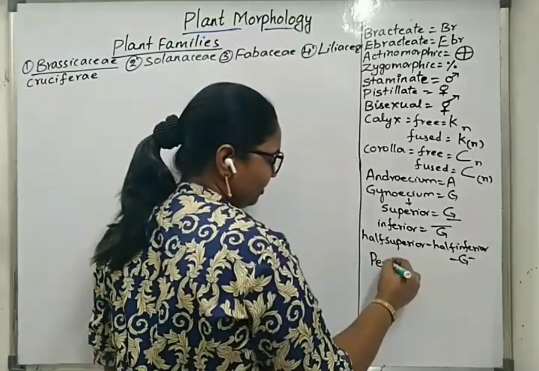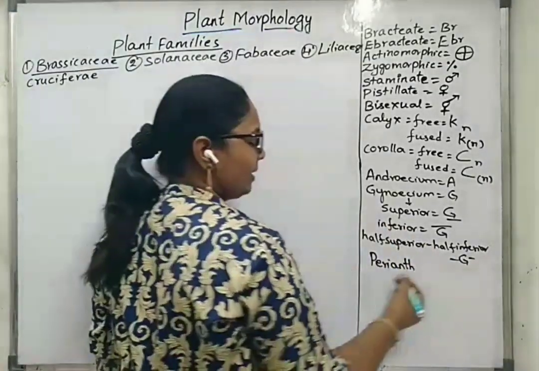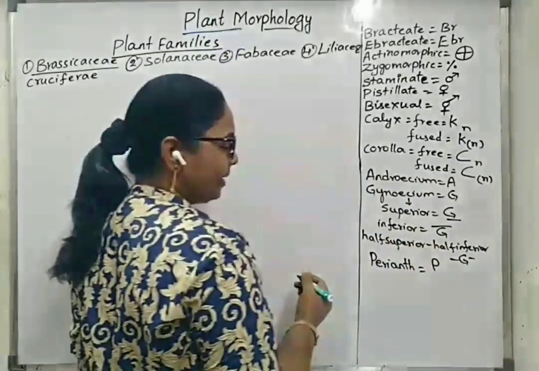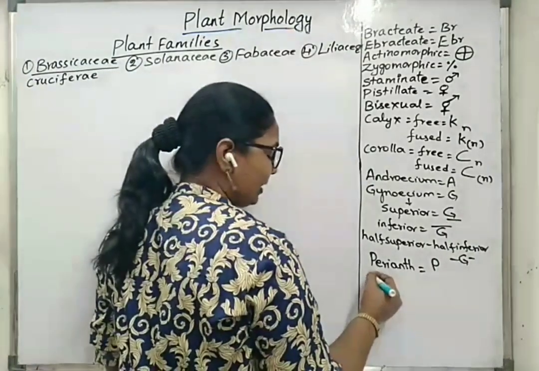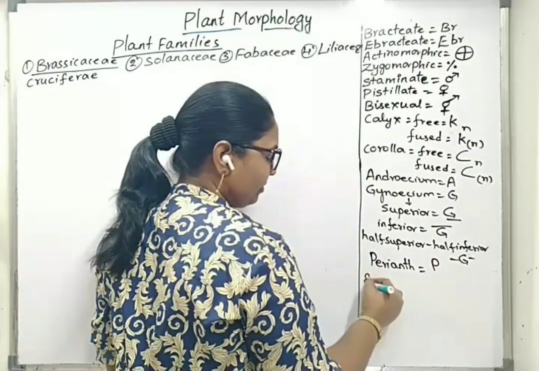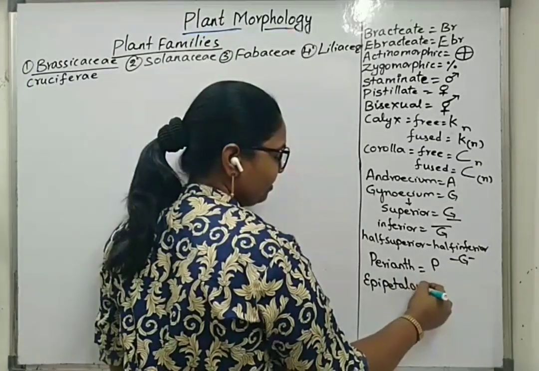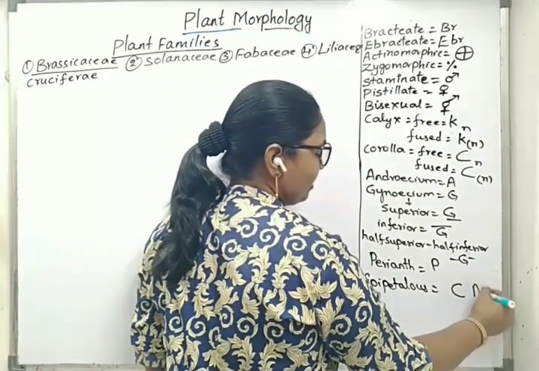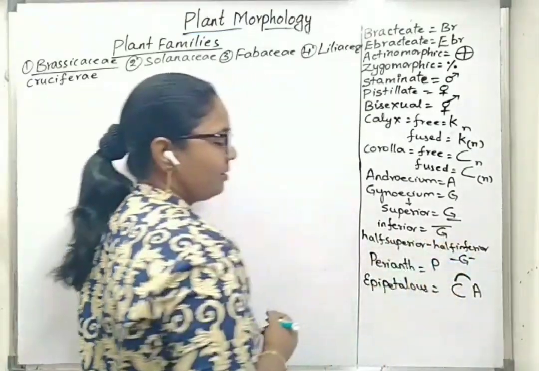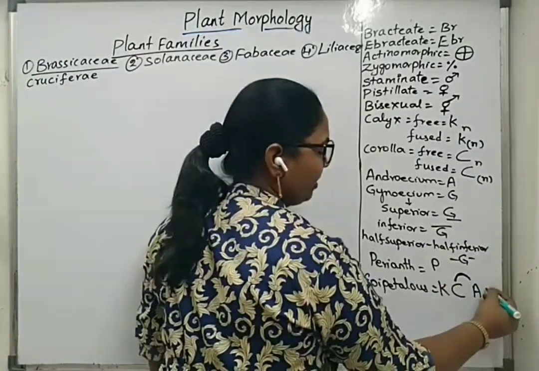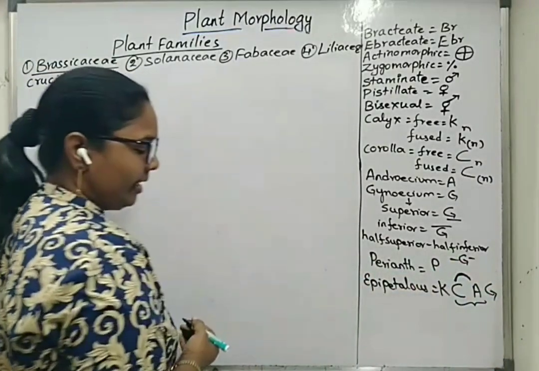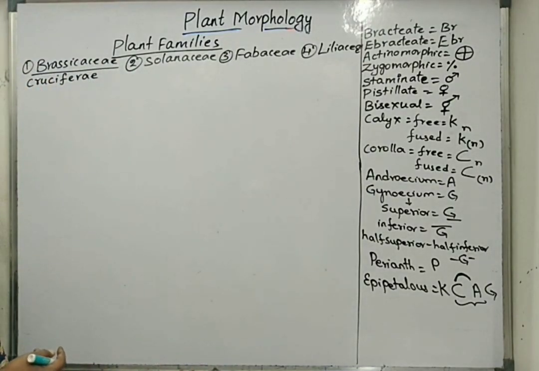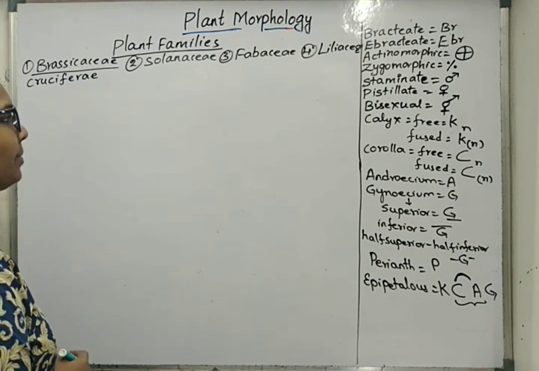Next, perianth means the fused petals and sepals, that is represented with capital P. Next, epipetalous condition means the stamens fused with perianth. It is represented as capital C, A, and an arc-like structure like this. So we represent here calyx, gynoecium, etc. So epipetalous condition is represented like this. So these are a few important symbols that are very necessary while reading about families in the plant morphology chapter.